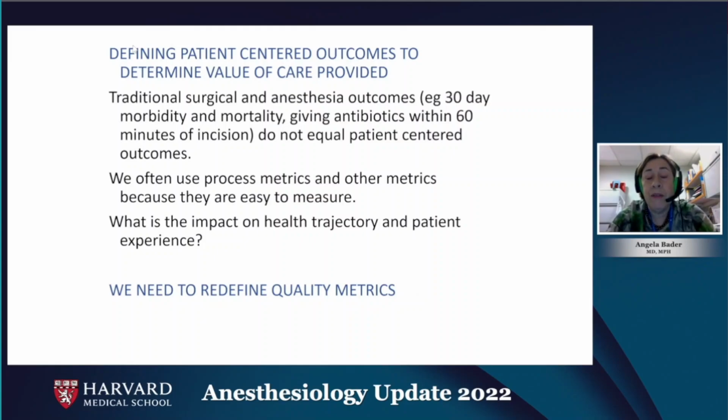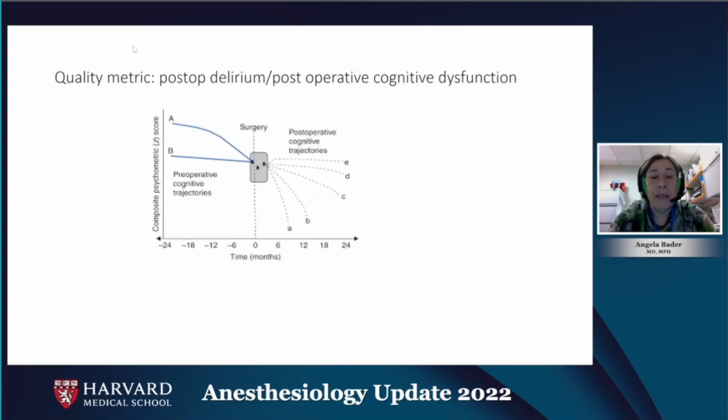What we really need to think about in terms of patient-centered outcomes is what is the impact on health trajectory and the patient experience. For example, in this slide, let's take line A, where we're looking at the health trajectory of a patient. Perhaps he has increasing hip issues and his quality of life is deteriorating, until he gets to a point at time zero where he is contemplating surgery.